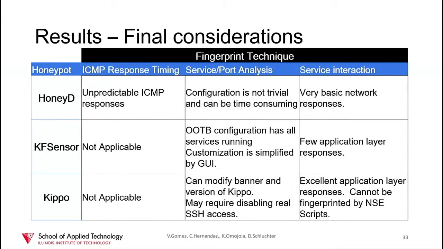For KFSensor, it did have a few application layer responses, more than Honeyd, but it was still pretty easily fingerprinted by the Nmap scripts. We think it had better application layer responses. This is just our guess because it is a proprietary product. People pay money for it, and it's constantly being updated. So because it's still being worked on, we think it has some better results.